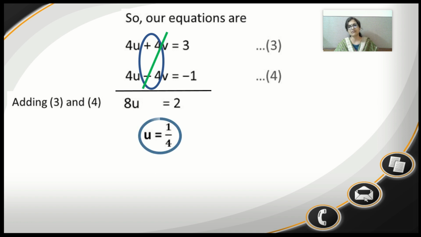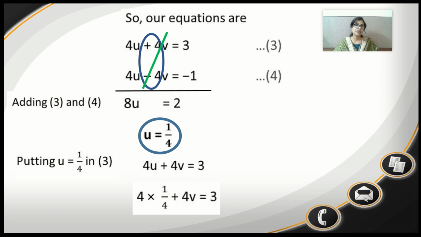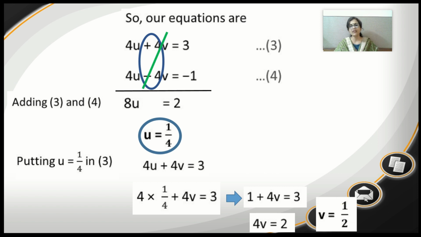This is our first value. Let's put the value of u in equation number 3, and our equation 3 is 4u plus 4v is equal to 3. After substituting the value of u, we get 4 into 1 by 4 plus 4v is equal to 3. Cancel this 4, so you're left with 4v is equal to 3 minus 1, that is 2. So 4v is equal to 2, and therefore we get the value of v as 1 upon 2.